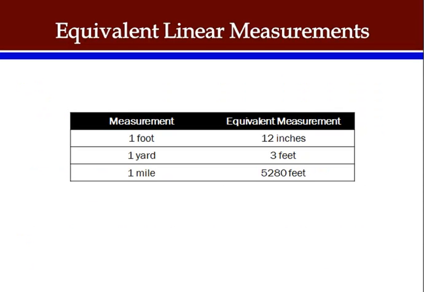Now here are some equivalent linear measurements with which you should be familiar. You probably should memorize these, although you might not have to do that for your final exam. These are good common measurements to know. And that is that 1 foot equals 12 inches, 1 yard is equivalent to 3 feet, and in a mile there are 5,280 feet.